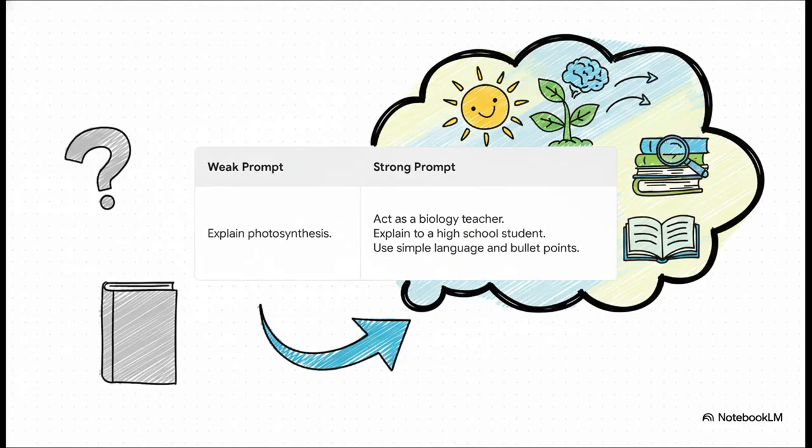And boom, this just shows you the difference perfectly. On the left, explain photosynthesis. You know what you're going to get, a dry, generic, textbook answer. But look at the right. We gave it a role, a biology teacher, a task, explain it to a high school student, and a format, use simple language and bullet points. The result, it's targeted, it's clear, and it's just so much more useful.